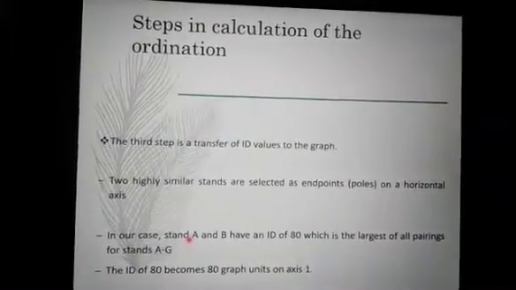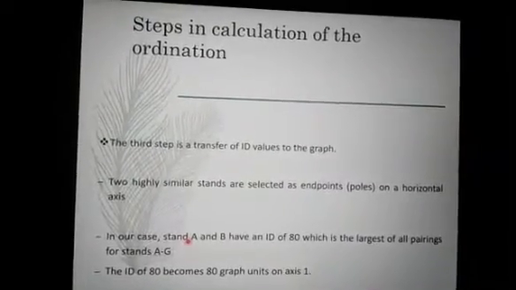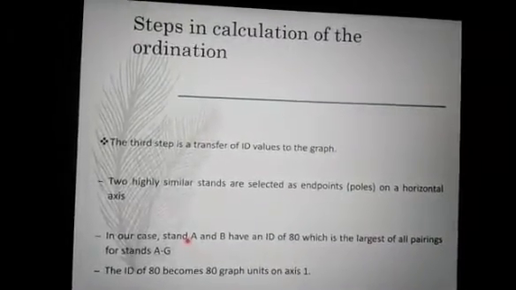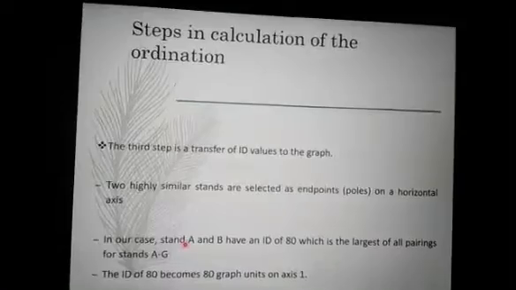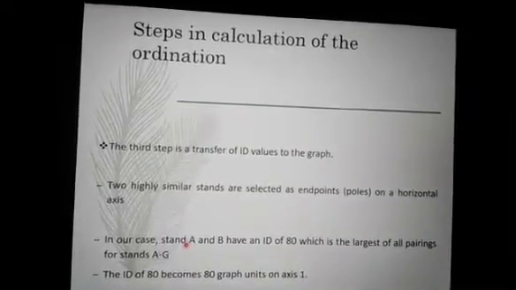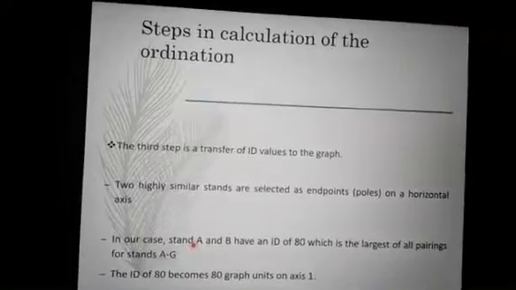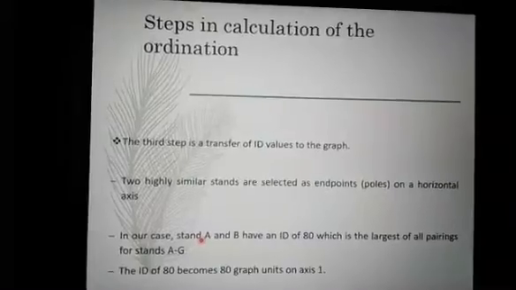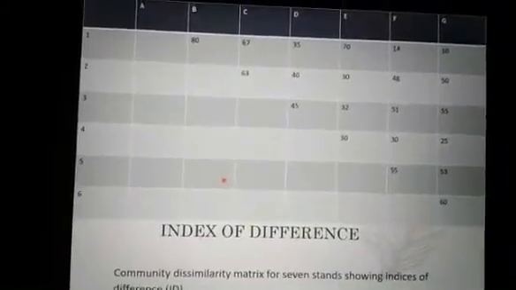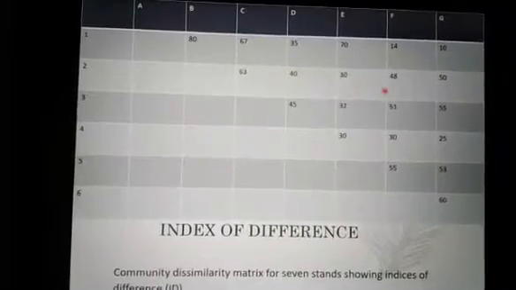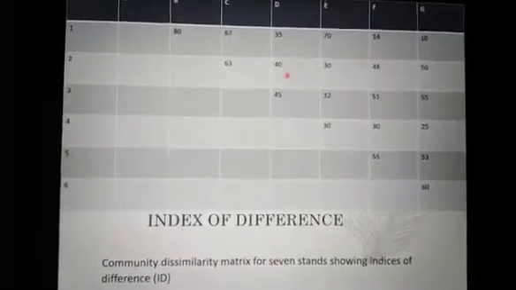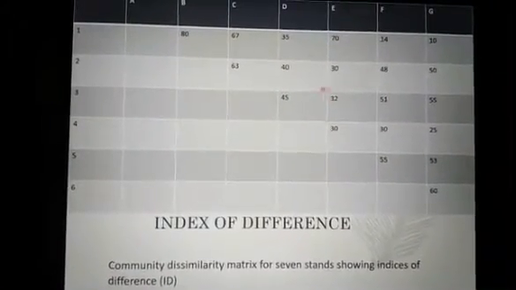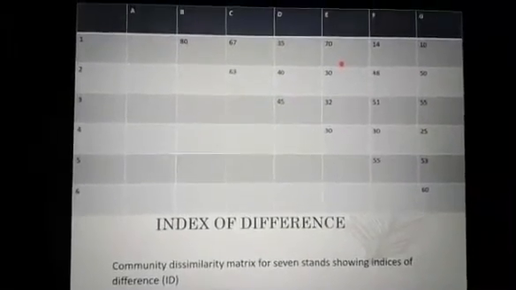In our case, stands A and B have an index of difference of 80, which is the largest of all pairings from stands A to G. So the ID of 80 becomes 80 graph units on axis 1. I hope you are following what I'm trying to say here. These values are the index of difference. Like we're saying, we're not looking for similarity, we're trying to look for dissimilarity.